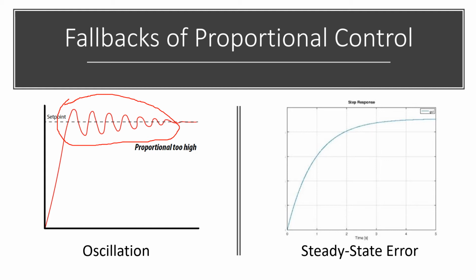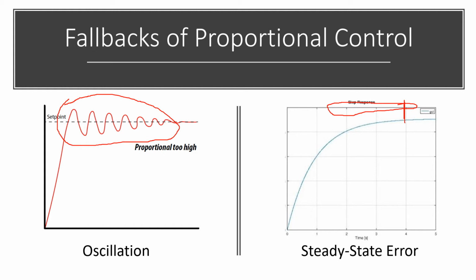Now, the other side of this is steady state error. This is one of the more scary ones because you never reach your desired set point. You can see our set point is along this top line, and we always have a gap between our actual position and the set point.